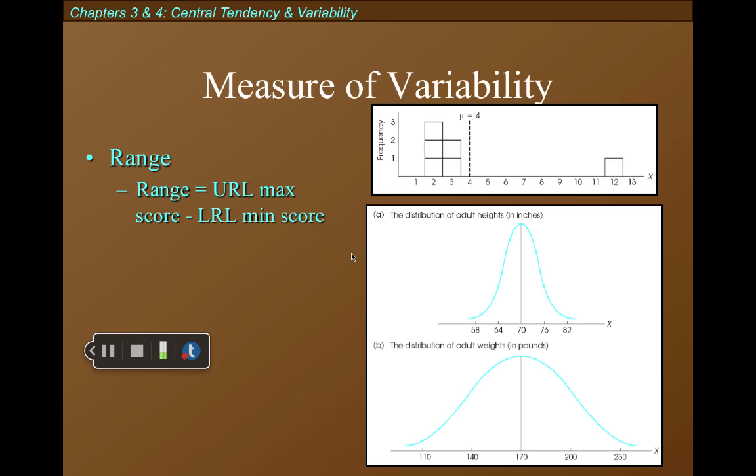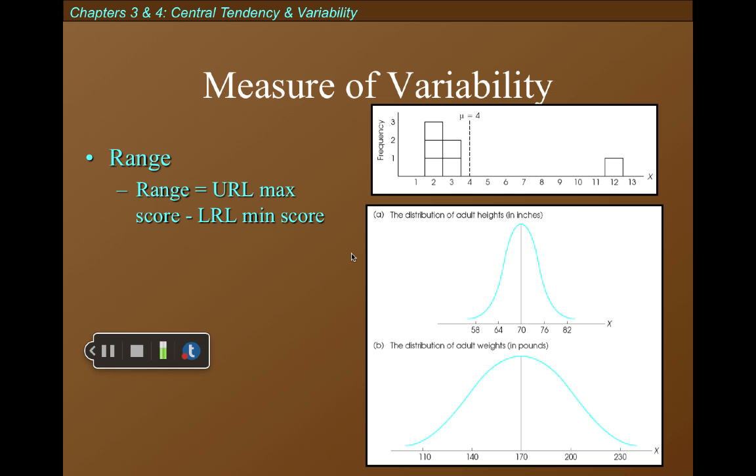So let's pick up where we left off at the end of the last video, talking about some measures of variability. The first one we'll talk about is just the range. And the range is a very simple and a fairly crude measurement. All the range tells us is the high score minus the low score. The more accurate way of calculating that is the upper real limit maximum minus the lower real limit minimum. And you can read about that in your book.